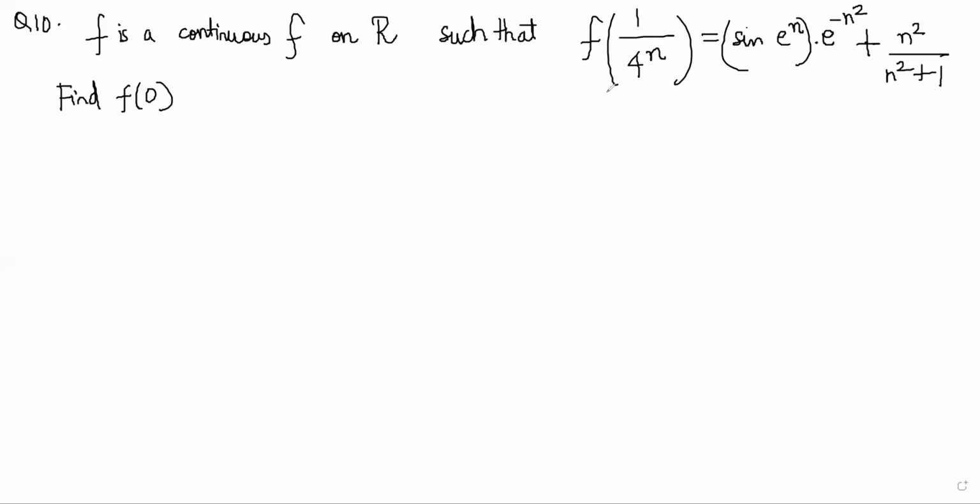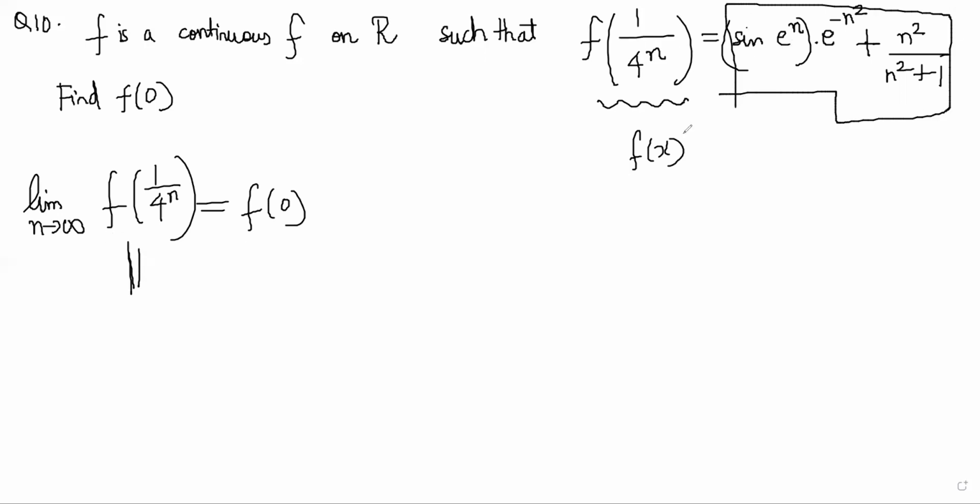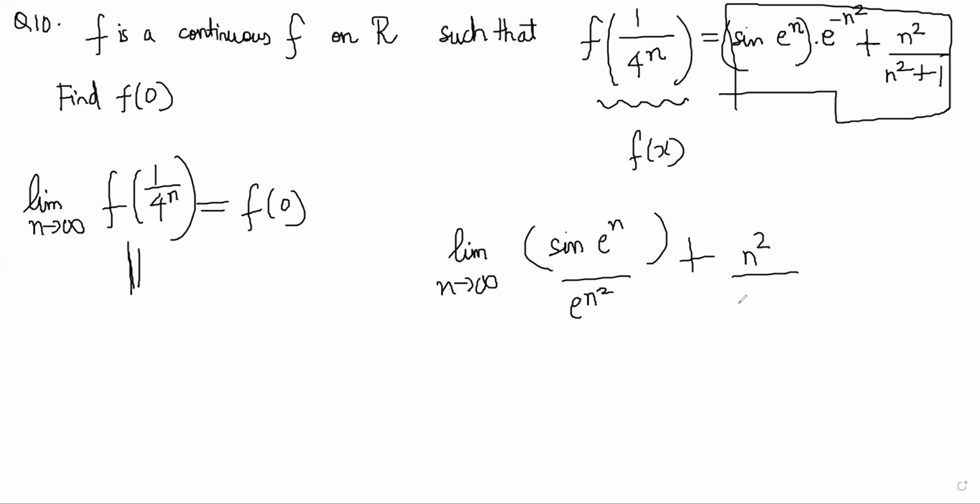So the trick here is to not worry about this and don't try to find f of x first. Don't try to simplify and first find f of x and then find this. Just do limit of n tends to infinity, because this will become limit of f of 0. So since this is equal to this, you just have to find limit of n tends to infinity of that. So it is sine e power n by e power n square plus n square by n square plus 1.